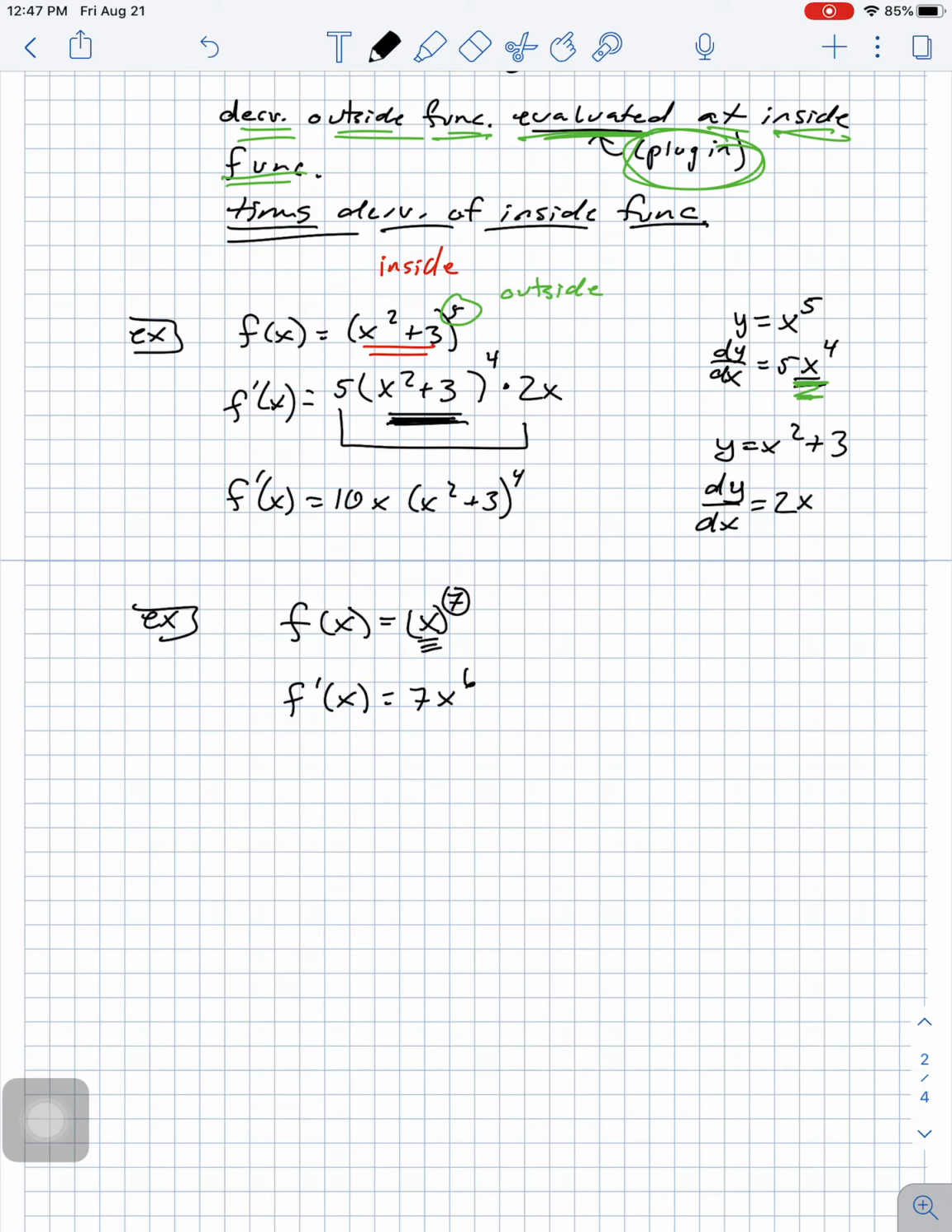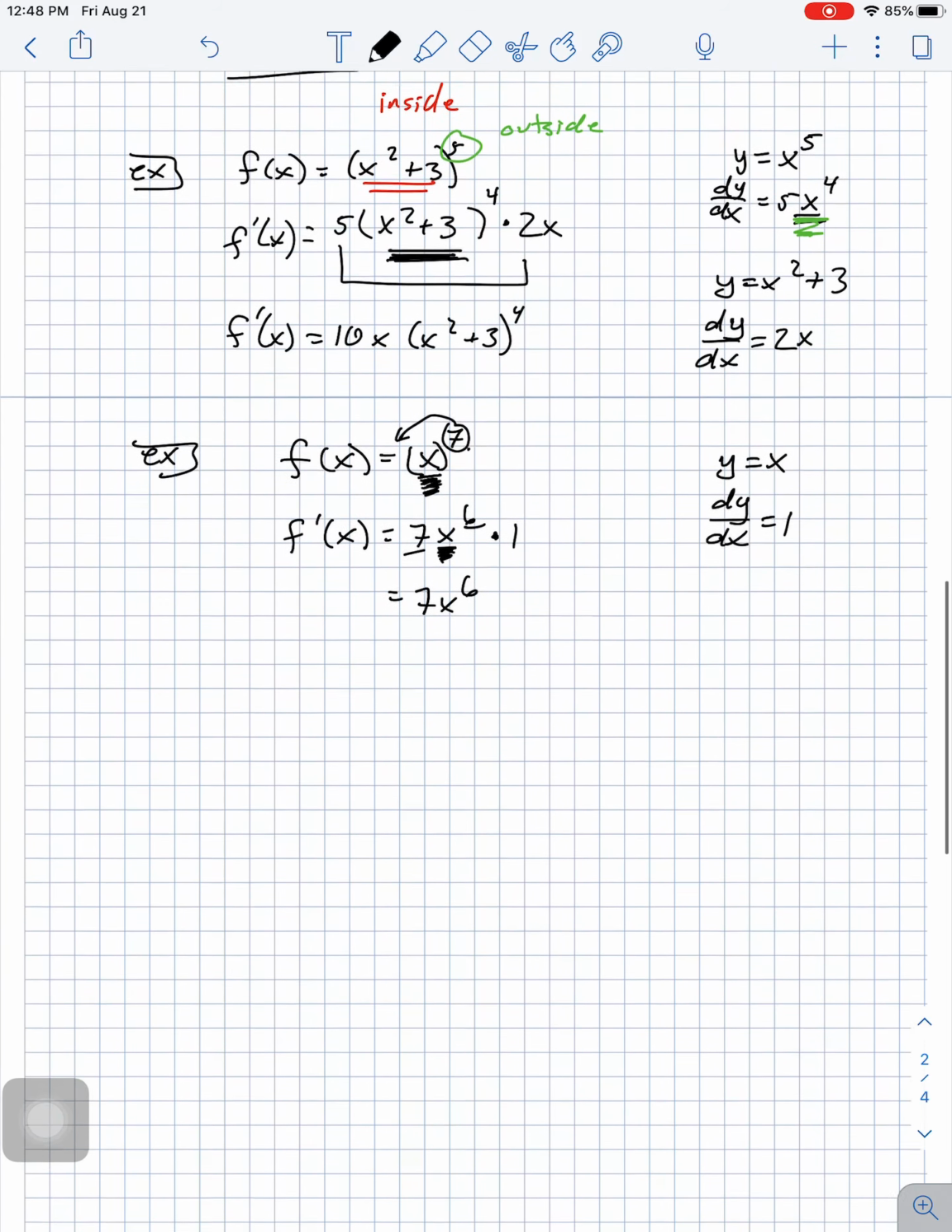Okay, so go through the words again. The derivative of the outside function, so that's the 7 drops down and lowers by 1 to 6, evaluated at the inside function, which means plug in x, times the derivative of the inside function. Well, what is the derivative of the inside function x? It's 1. So this is multiplied by 1. But that doesn't change the value at all, so it ends up being 7x to the 6th. See, so it's been happening all along. It's just that we've been multiplying by 1 up until now.